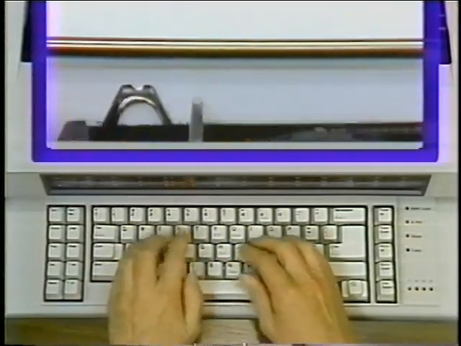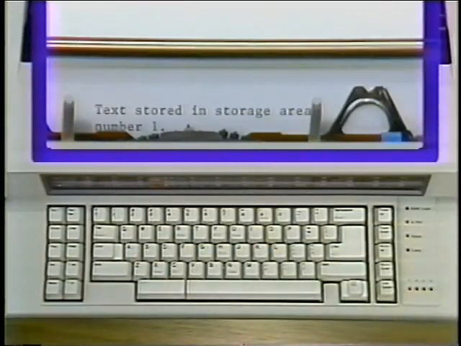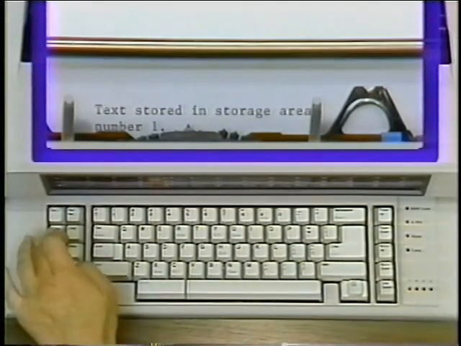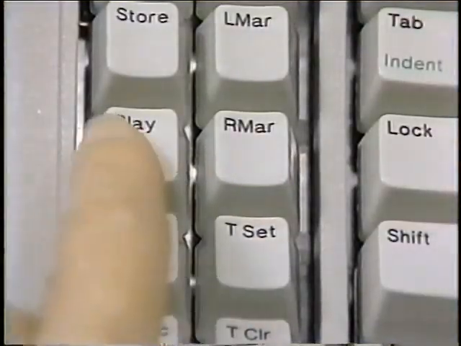The store light will go out. To turn off Auto Carrier Return, press code plus R. To play stored text, press play and the number of the storage area the text is in.